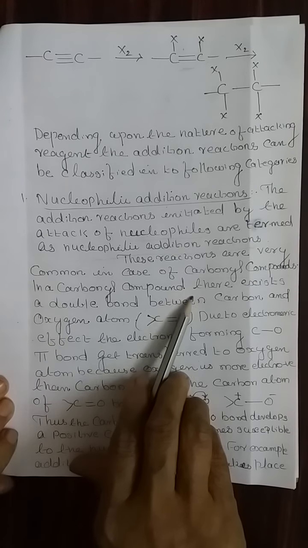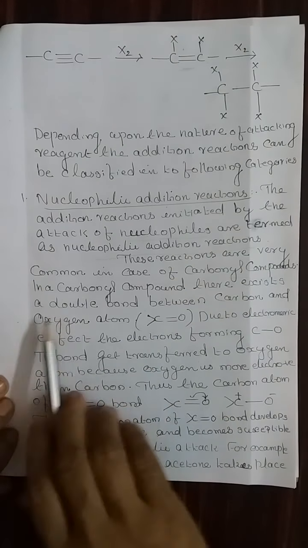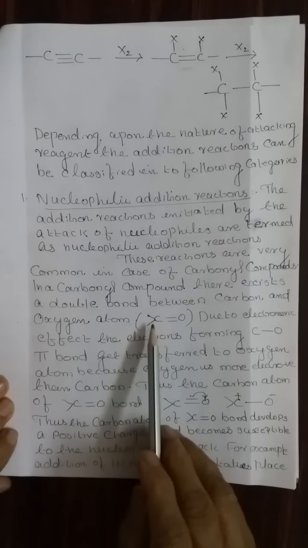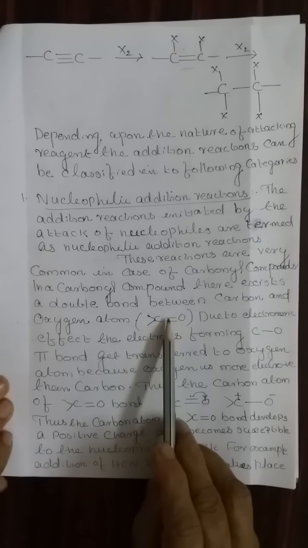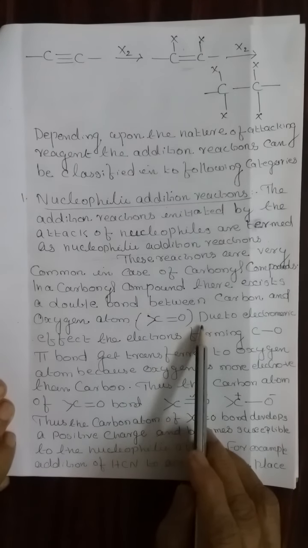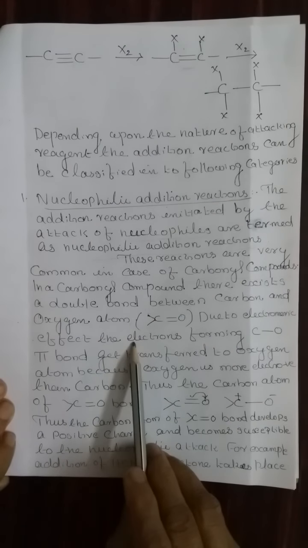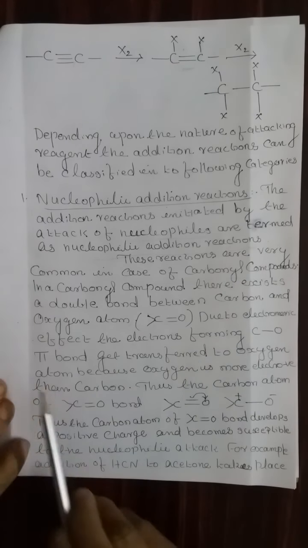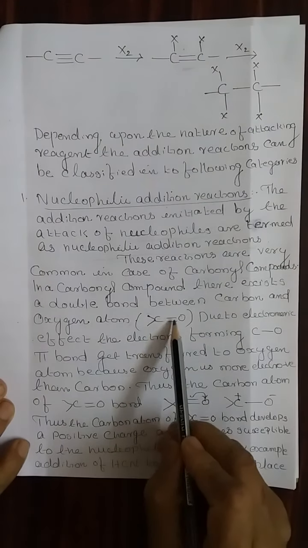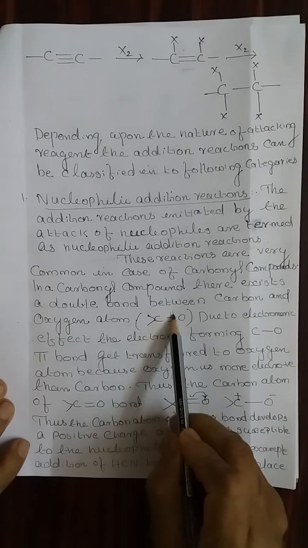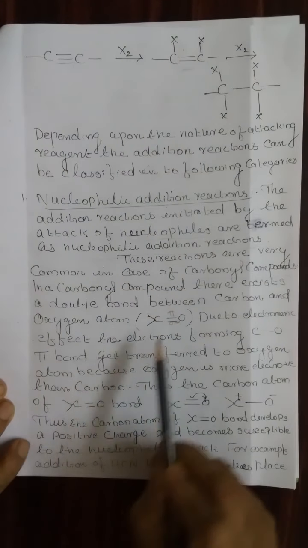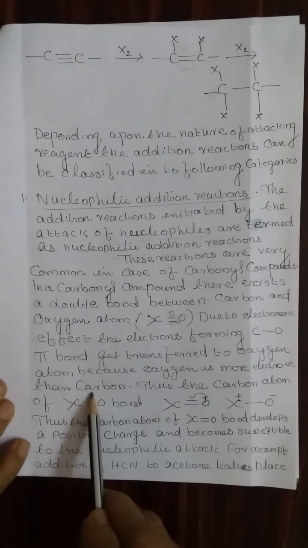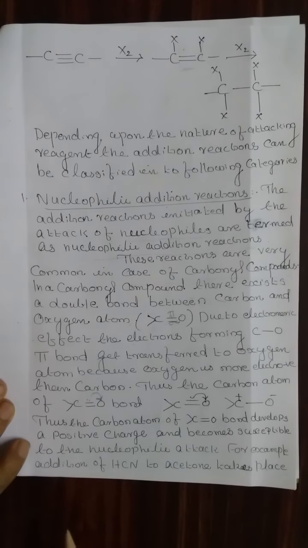In a carbonyl compound, there exists a double bond between the carbon and oxygen atom. That is, a carbon is connected to oxygen by means of a double bond. Due to the electromeric effect, the electrons forming the carbon-oxygen bond, the pi bond, get transferred to oxygen. Of this double bond, one is pi and the other one is sigma. These pi bond electrons are transferred to this oxygen.